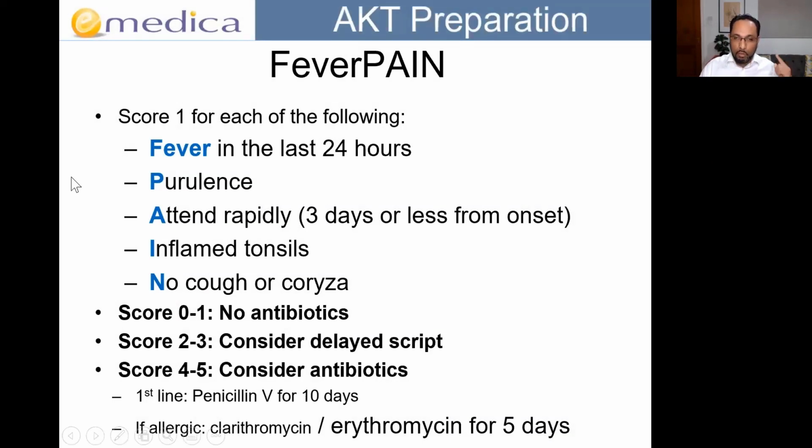So you get 1 point for each of the following. Fever within the last 24 hours, and that includes patient reported, or in this case, if it's a child, parent reported temperature, okay? P is for pus, okay? So pus on the tonsils, back of the throat, they didn't have that. A is for attending rapidly, within 3 days from the start of symptoms, they attended within 2 days, so they get a point for that.